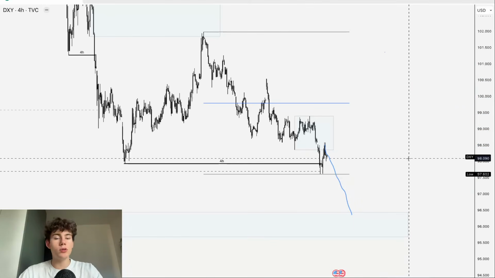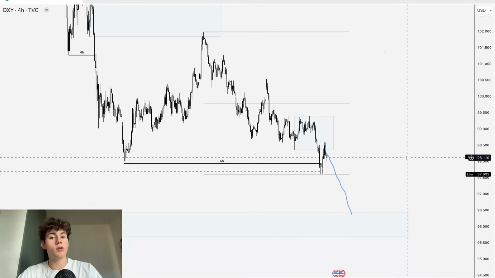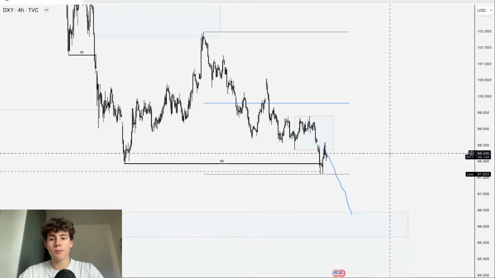So I want to look for longs next week, but I need to see that order flow switch bullish, and then I could look for potential dollar longs.